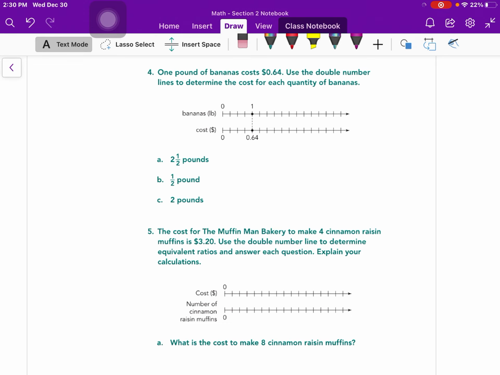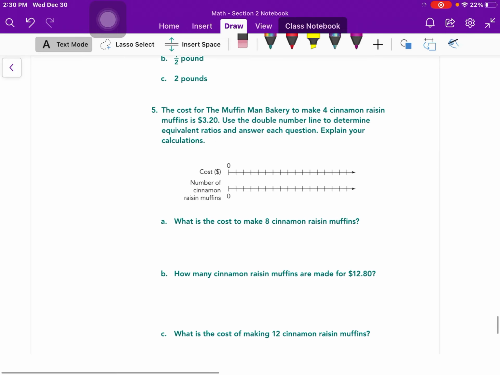1 pound of bananas cost 64 cents. Use the double number line to determine the cost for each quantity of bananas.